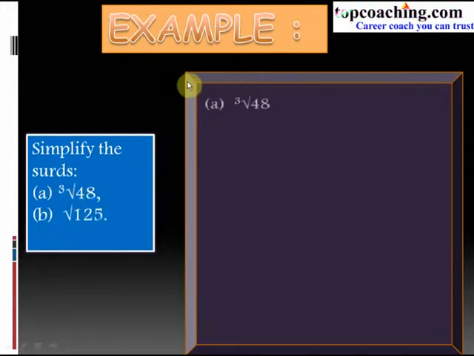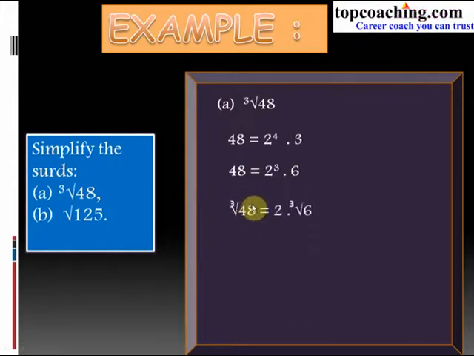Now the first part is cube root of 48. Now 48 can be written as 2 to the power of 4 into 3. We have factorized 48 in terms of its prime factors. This can further be written as 48 equal to 2 cube into 2 into 3. Now 2 into 3 is equal to 6. So this could be written as 2 cube into 6. 48 is equal to 2 cube into 6.